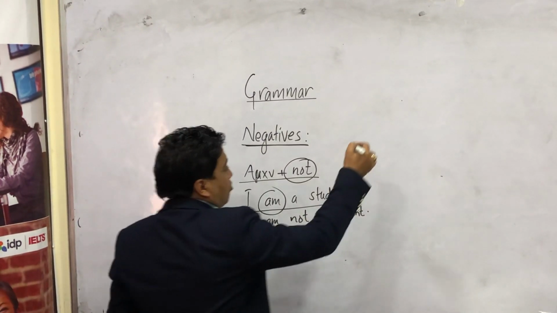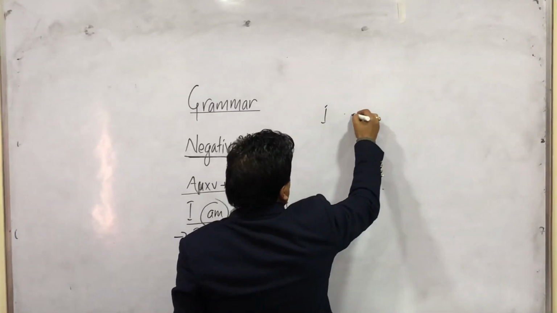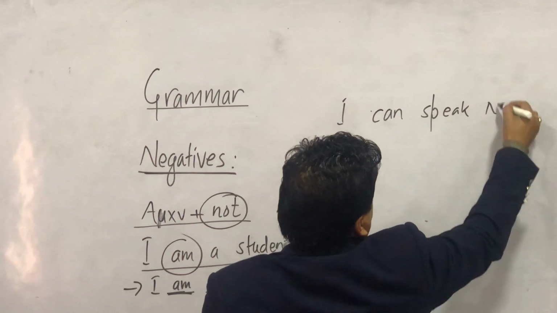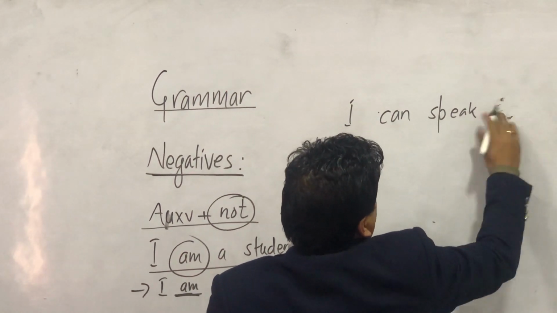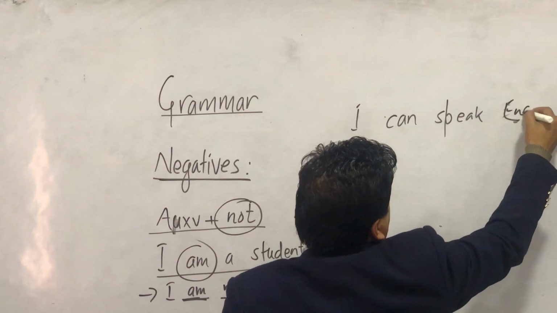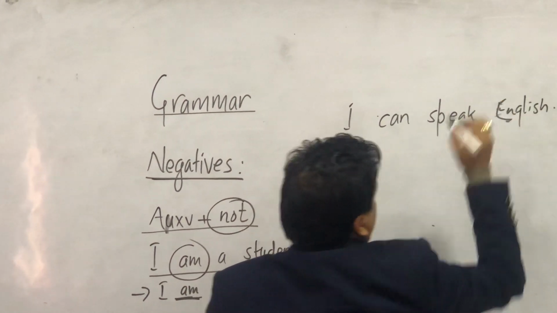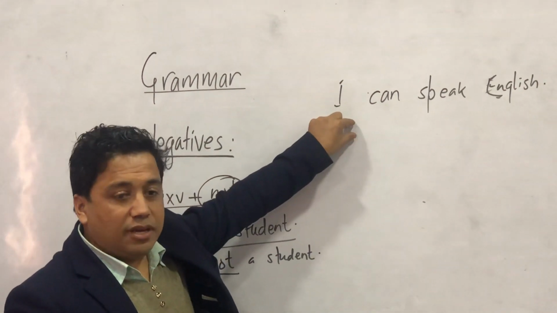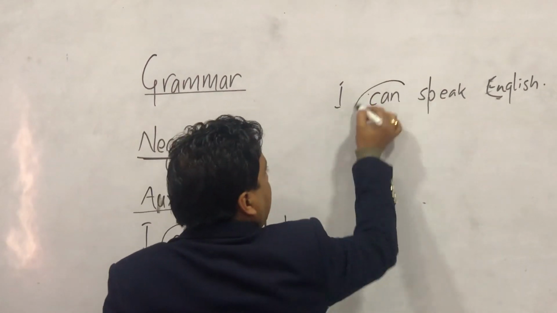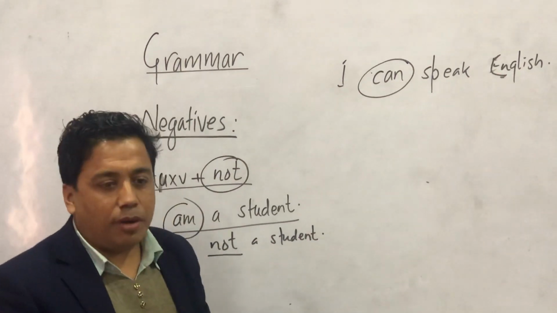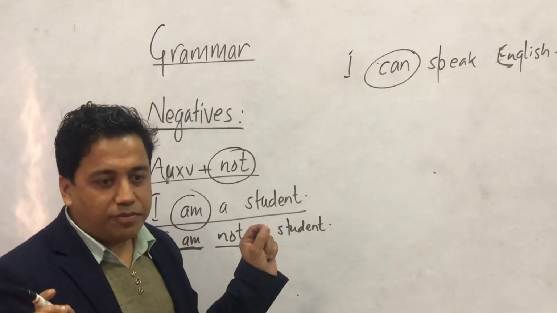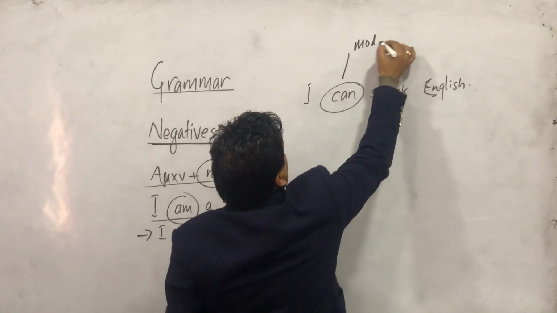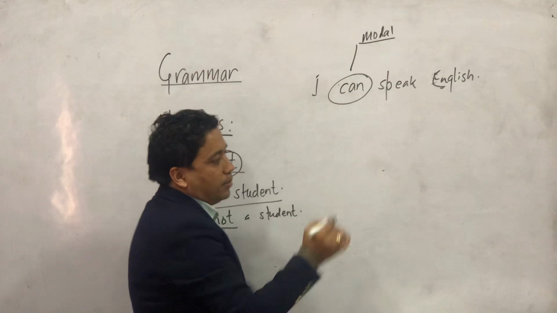Likewise, let me write one more example. I can speak English, all right. Okay. Now, what is the auxiliary verb here? Can. Okay. Can is an auxiliary verb, but this is not a primary auxiliary verb. This is a modal auxiliary verb. This is called a modal.